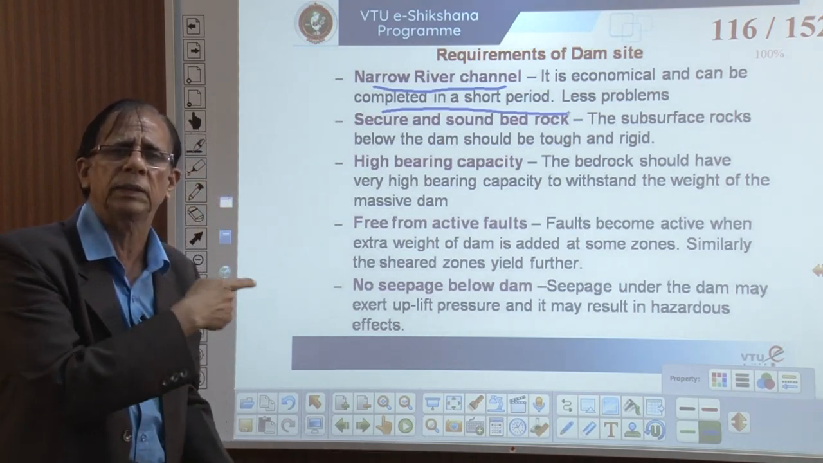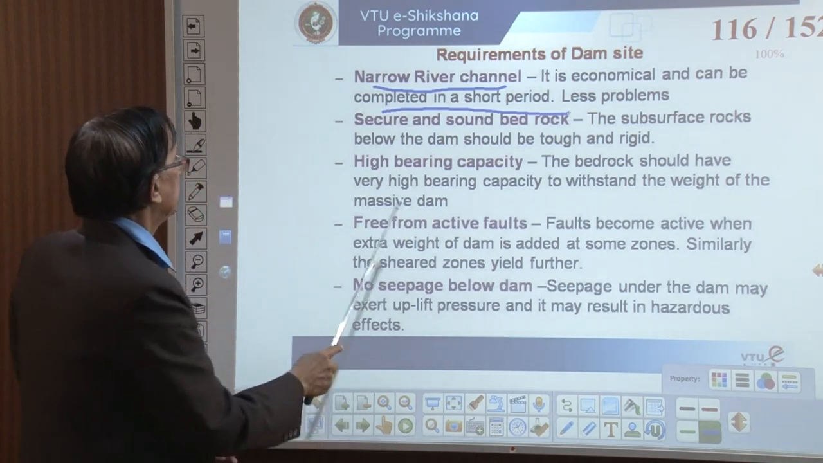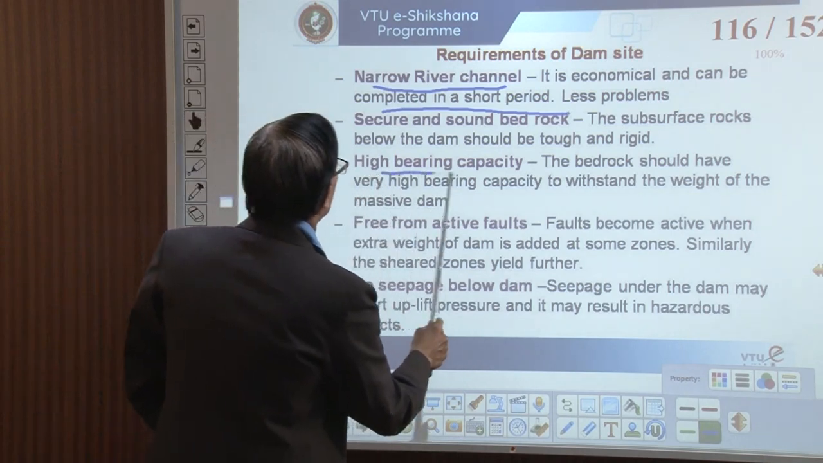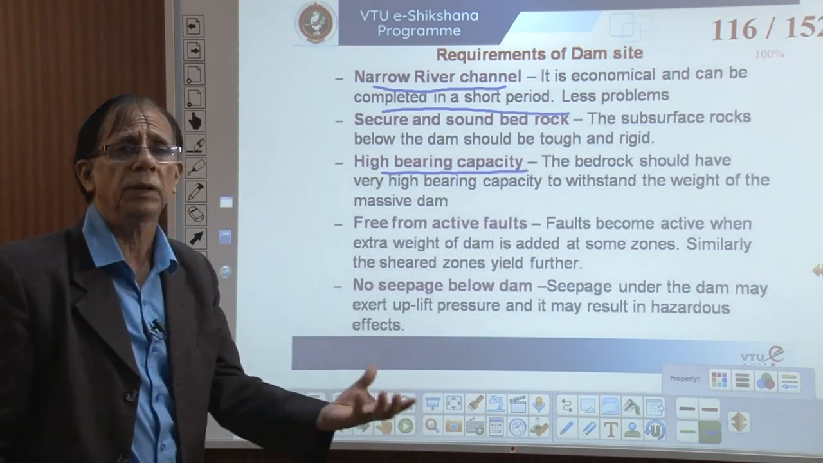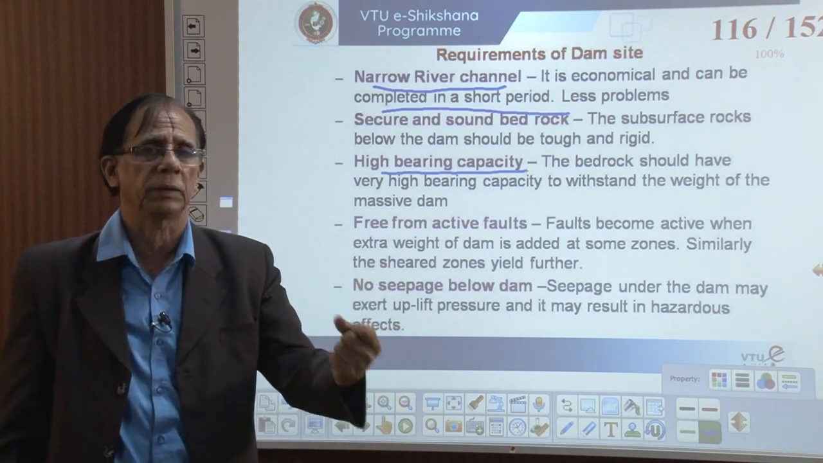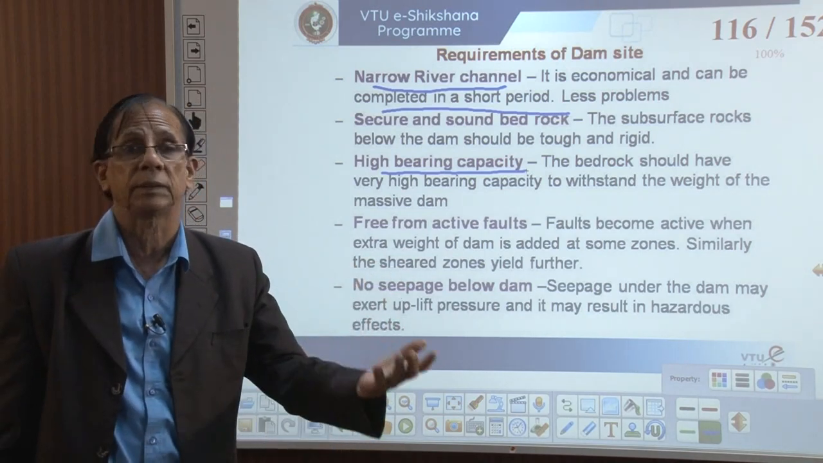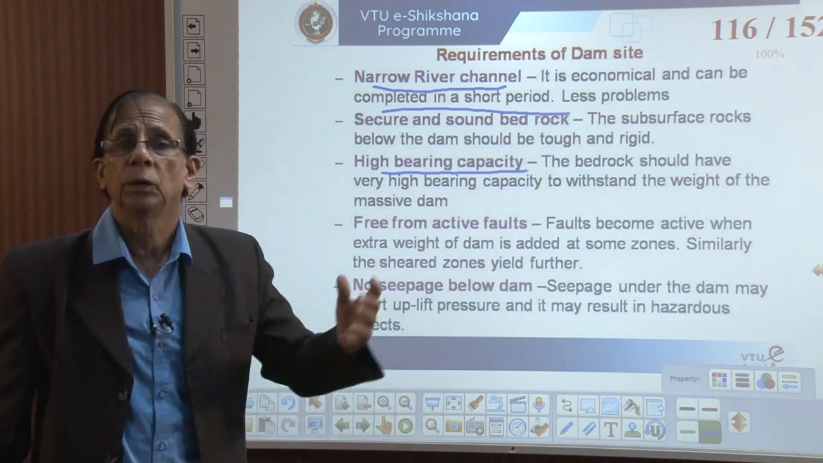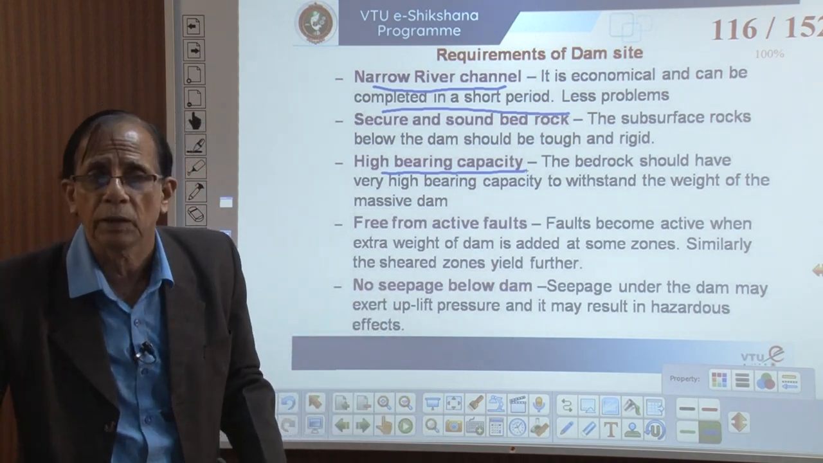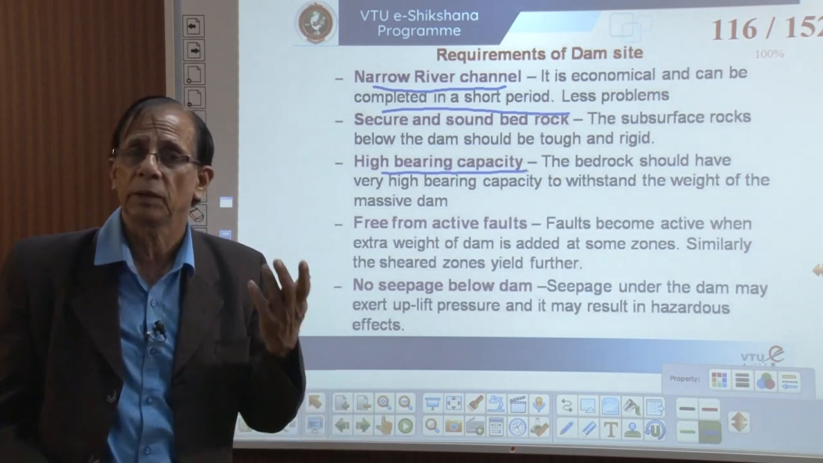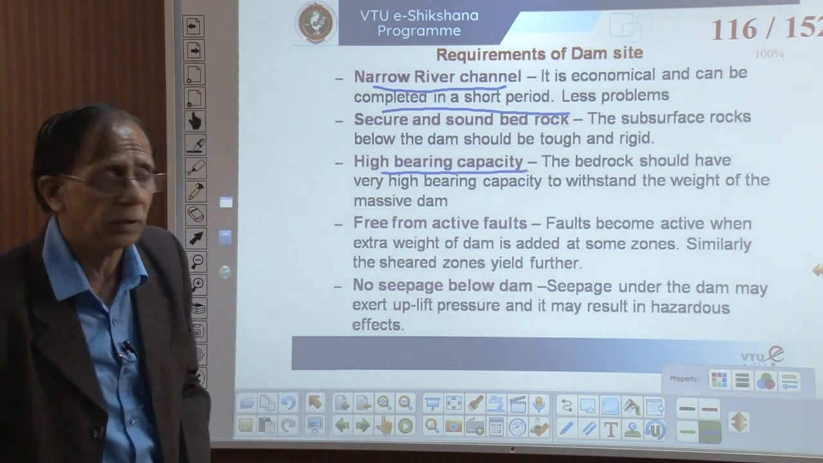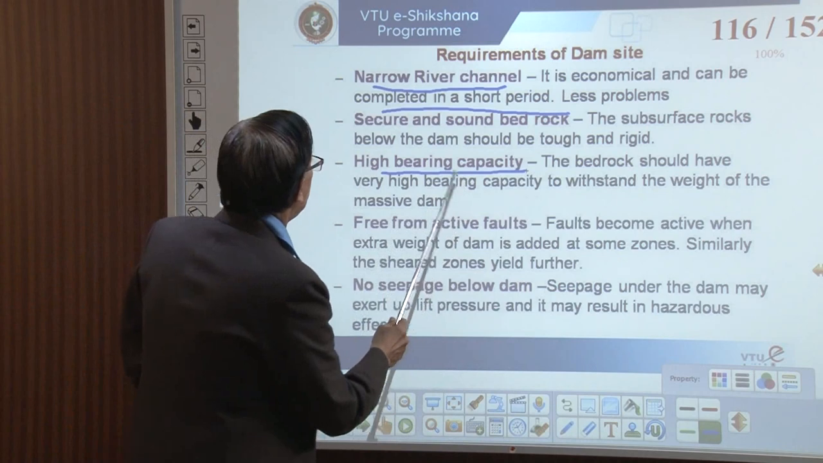How our structure gets affected, we shall try. These are the requirements: high bearing capacity. The foundation rock should have high load bearing capacity. If there are joints, faults, etc., the rock may be shattered. If they are folded, their strength varies. If there is an unconformity, again it depends on the orientation of the unconformity, etc., we have the problem.